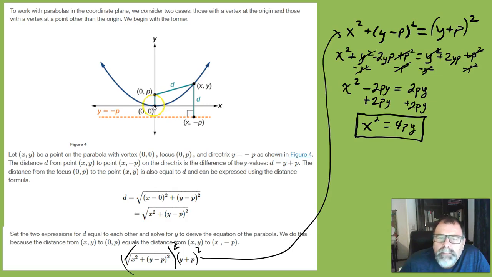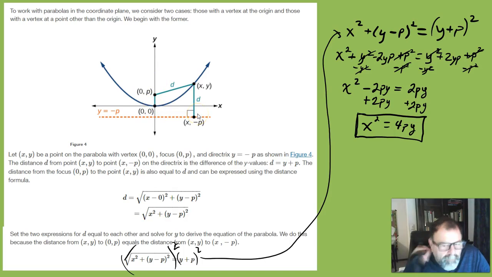And it's also the distance from the vertex to the directrix. So those are equal, right? And let's see what else. I guess that's it. Okay, so that's our equation for a parabola where the vertex is 0, 0, and it is a vertical one opening up.